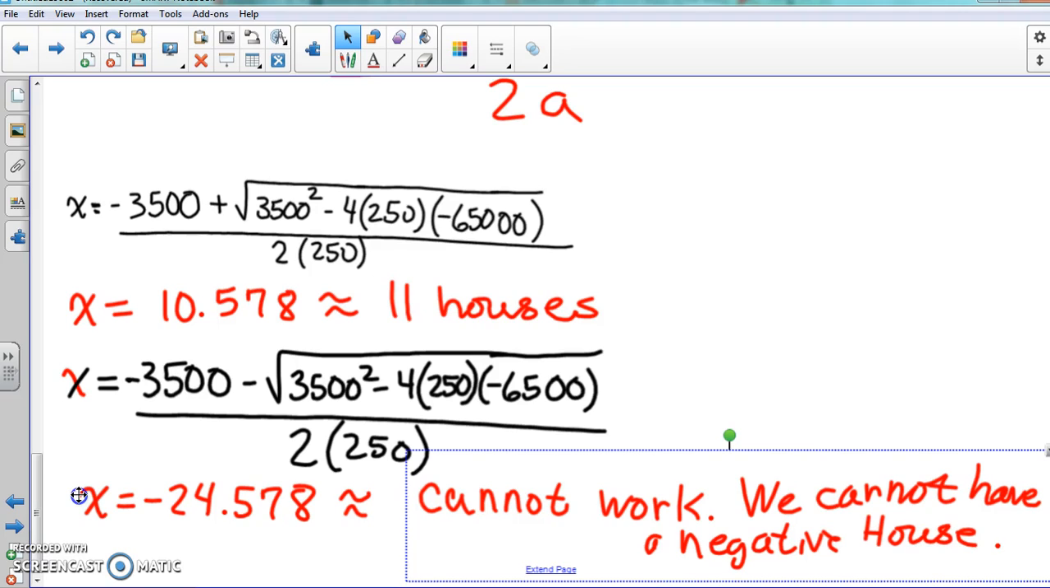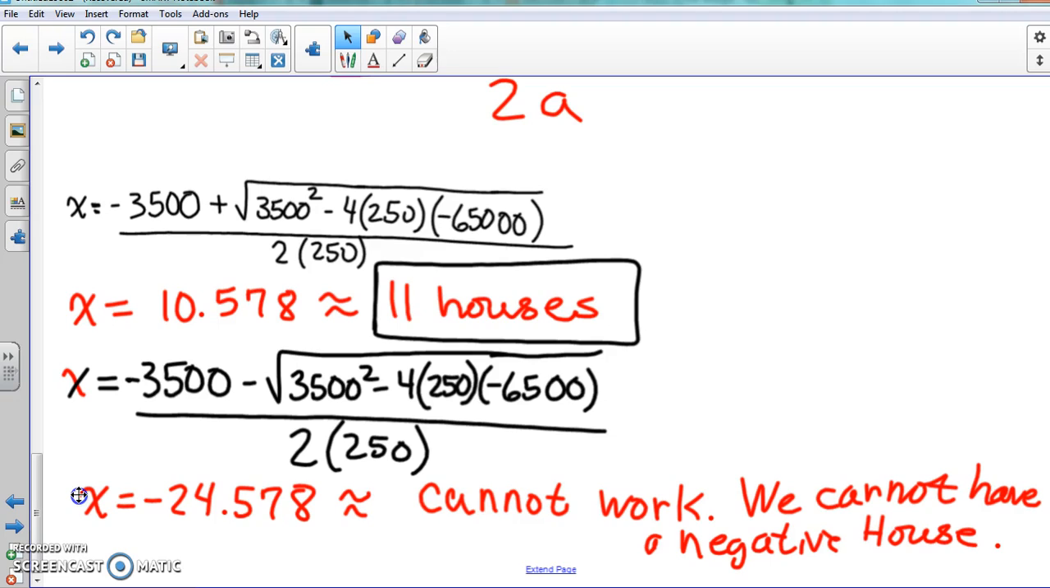So yes, that was a lot of work there. Yes, it was. But we found out that if she sells just 11 houses, she makes $65,000. Now, $65,000 is a good amount of money. So if she sells that in the first 5 months of the year, that means she's done. She doesn't really have to do anything for the rest of the year because she already made $65,000.